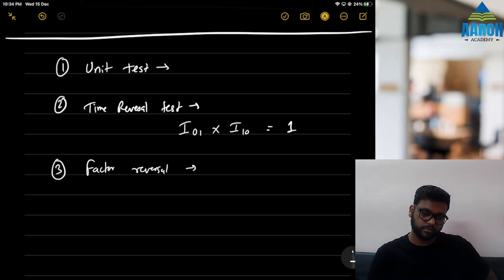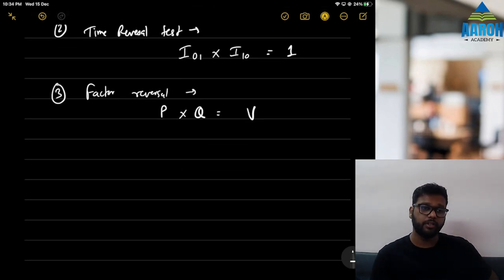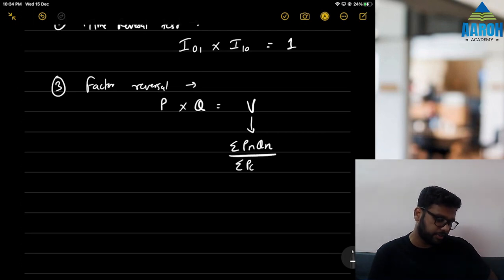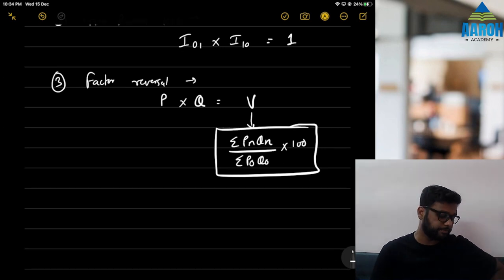Multiplication of price index and quantity index is the value index. Correct. Multiplication of price index number into quantity index number should be value index number. Value index number has only one formula, which is summation PNQN, that is current year value, divided by summation P0Q0, that is base year value. So this is called value index number. So price index number into quantity index number should give us value index number.